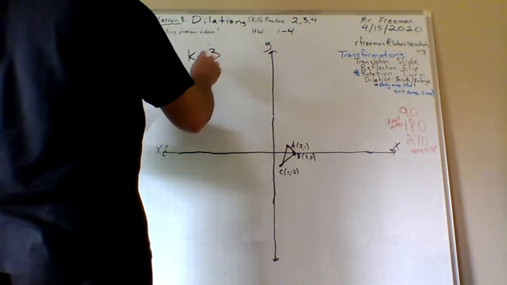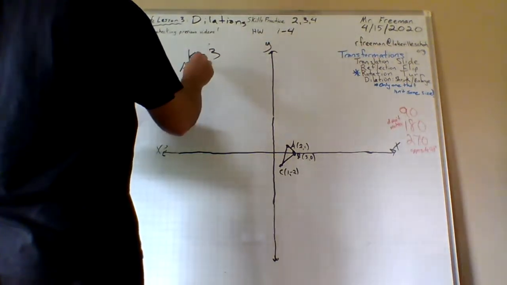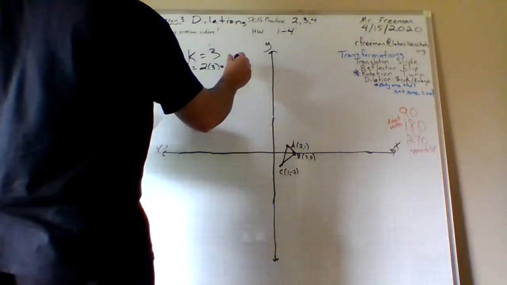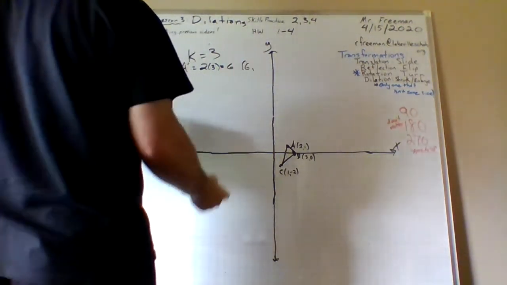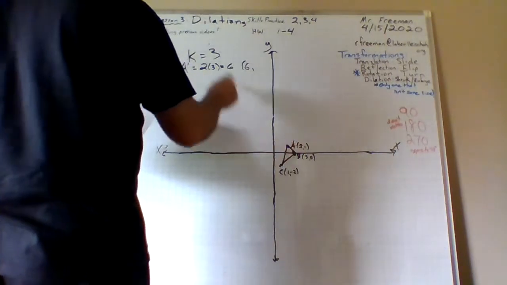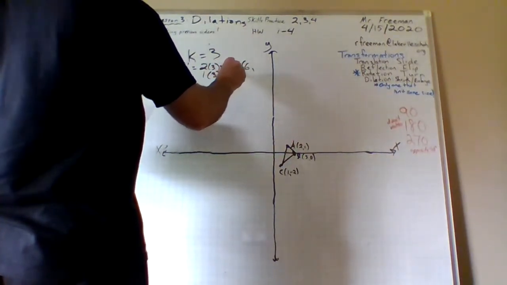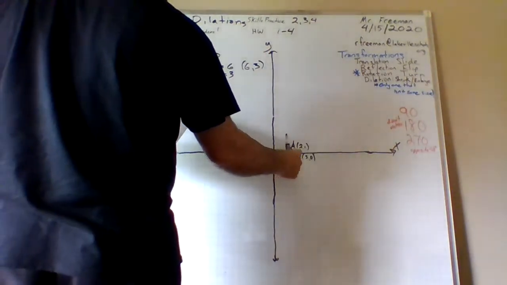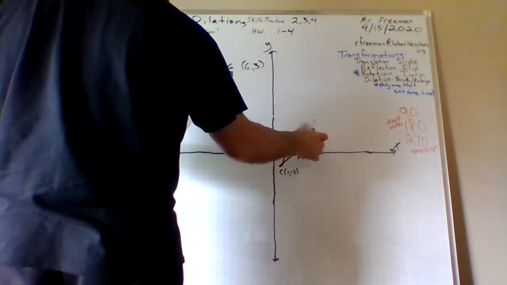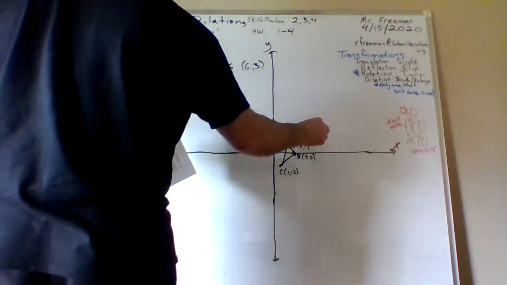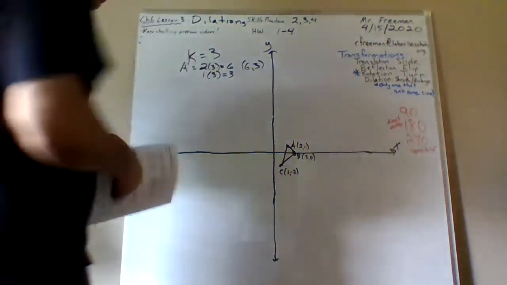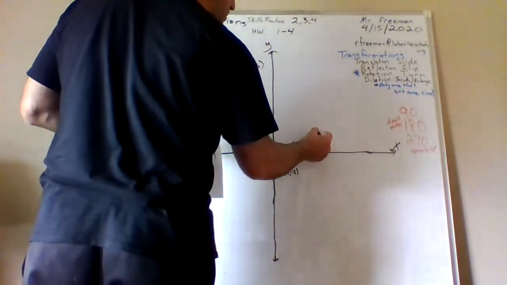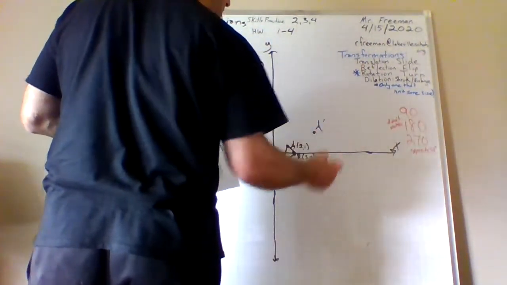So 2 times 3, this is for point A prime, 2 times 3 is 6. So my first x coordinate is now going to be a 6. 1 times 3 equals 3. So now we're looking at 6, 3. 1, 2, 3, 4, 5, 6. 1, 2, 3. I'm going to change that to blue and not lose my spot. Here's my new A prime.